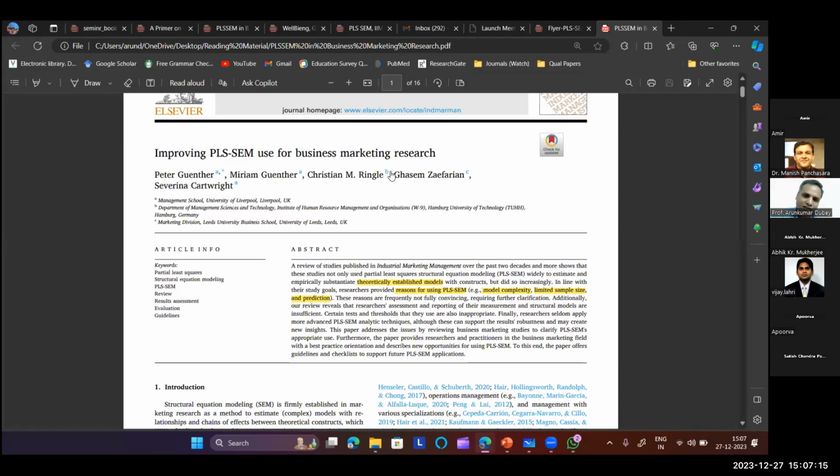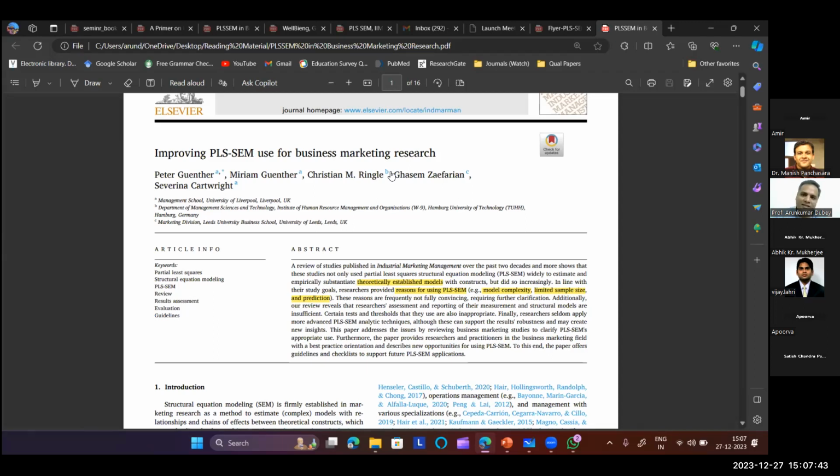In fact, in top-notch journals, wherever people are using PLS-SEM, they write one para in defense of PLS-SEM as to why they are using it. At least one para they write on why they preferred PLS-SEM over CBSEM. So the first argument which people write in their papers is that they have a limited sample size.